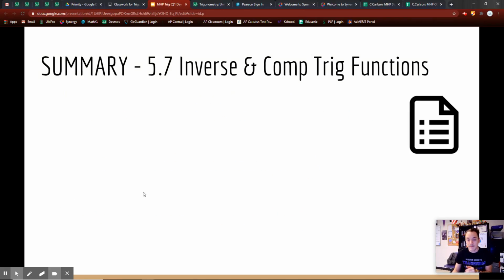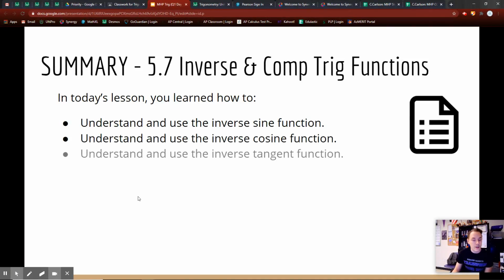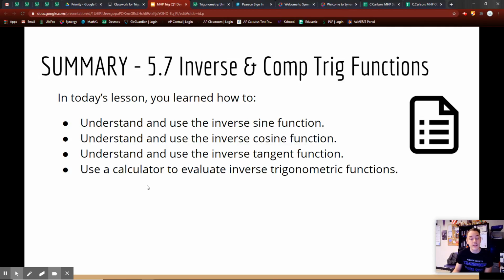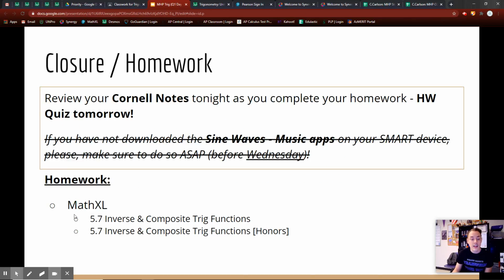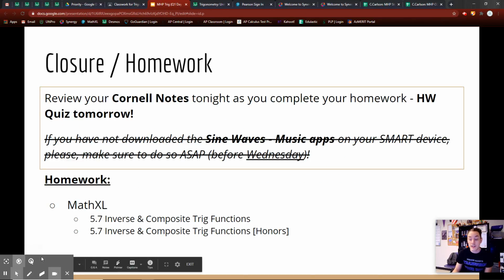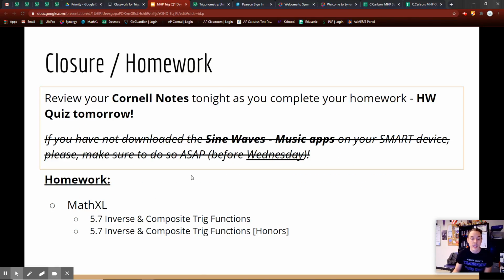But I'm going to move on to the summary. What did we learn? We learned lots of junk. Use the inverse of sine, cosine, and tangent. We used the calculator to evaluate inverse trig functions. We also found exact values of composite functions with inverse trig functions. And that was it. I think what I should have probably added is also used a sketch to evaluate composite functions as well.